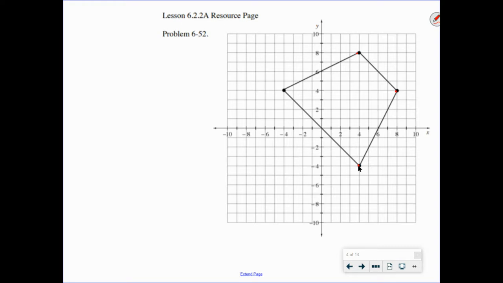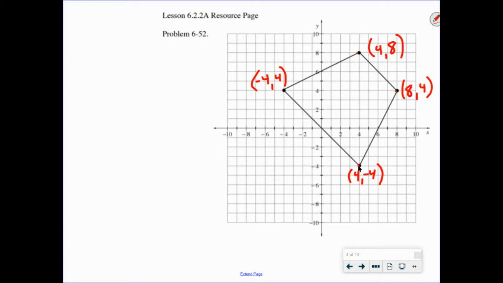Okay, so here we go. This one here would be 4, -4. This one here would be 8, 4. This one here would be 4, 8. Careful with those numbers there. And this one over here would be -4, 4. Did you get those coordinates right? I hope so. If you didn't, please fix them right now because that's really important, okay?